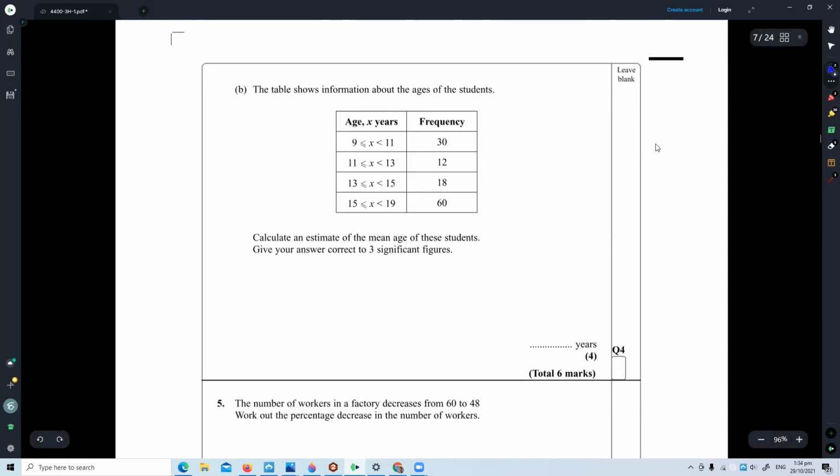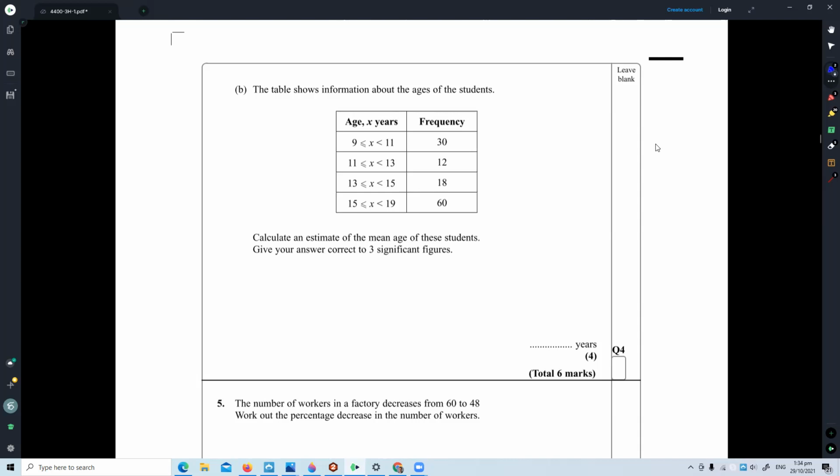The table shows information about the ages of students. Give an estimate of the mean age. Okay, so the average age of these students, and I have to give my answer to 3 significant figures. So there are 30 students between 9 and 11 years old.